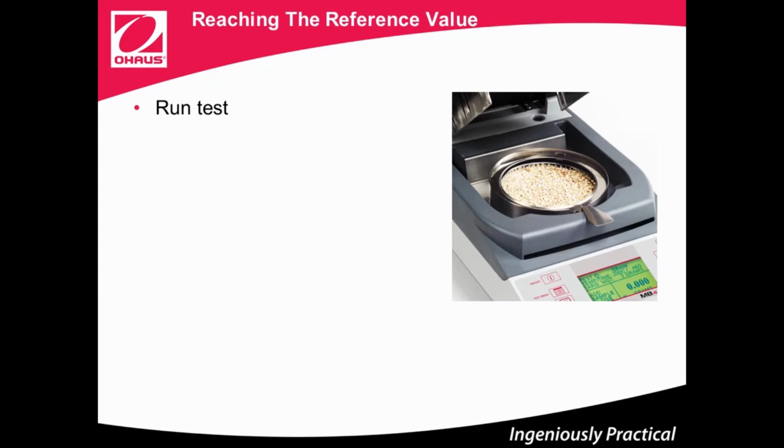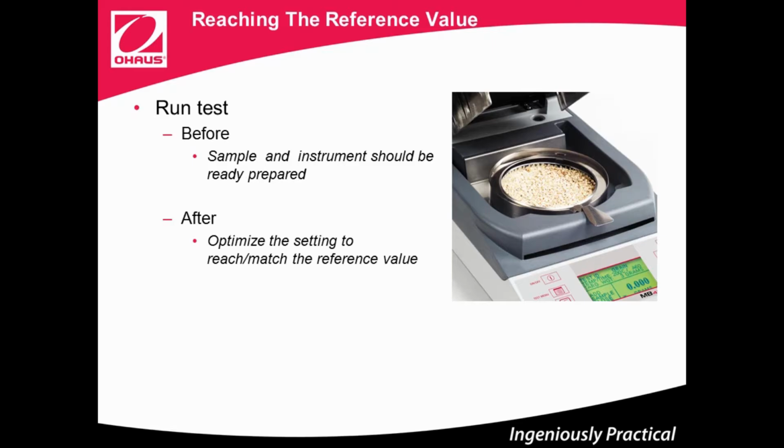Run test. Before running your test, the sample and instrument should be already prepared. Then you are ready to run your first test to measure the moisture content of your sample. After your first test, if results did not reach or match the reference value from the drying oven method, you can continue optimizing the settings and testing until results are satisfactory.